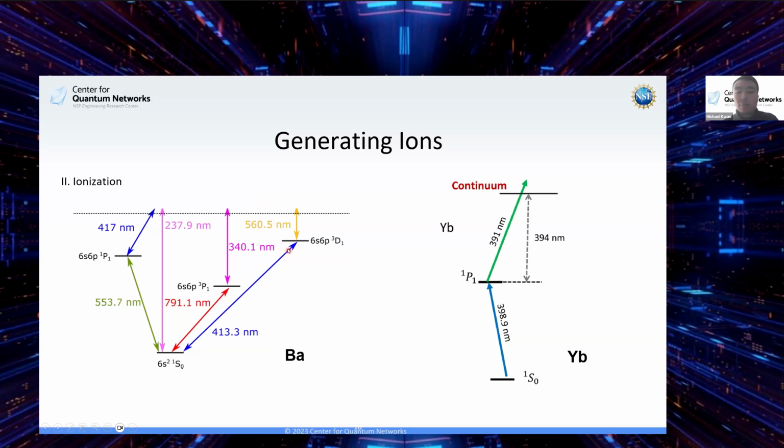For instance, the 413 method of ionizing. If you go that path, you just need another 413 photon to kick it out of the atom, to ionize the atom. That saves you another laser.